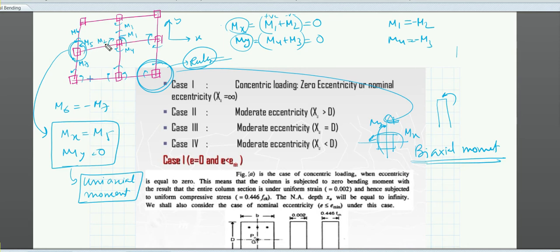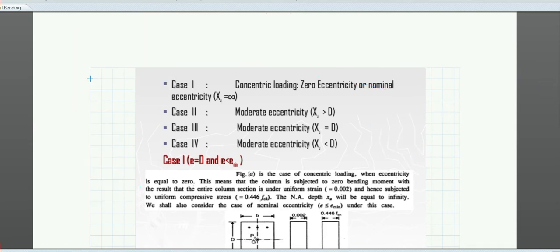But for a very ideal case, suppose this is the ideal case I'm taking, in that case we have a moment in only one axis. This may be because of this frame structure or maybe because of the minimum eccentricity. It might be from minimum eccentricity or it might be because of the frame. So the design that we will be solving today will be for uniaxial moment. I hope you have understood this.